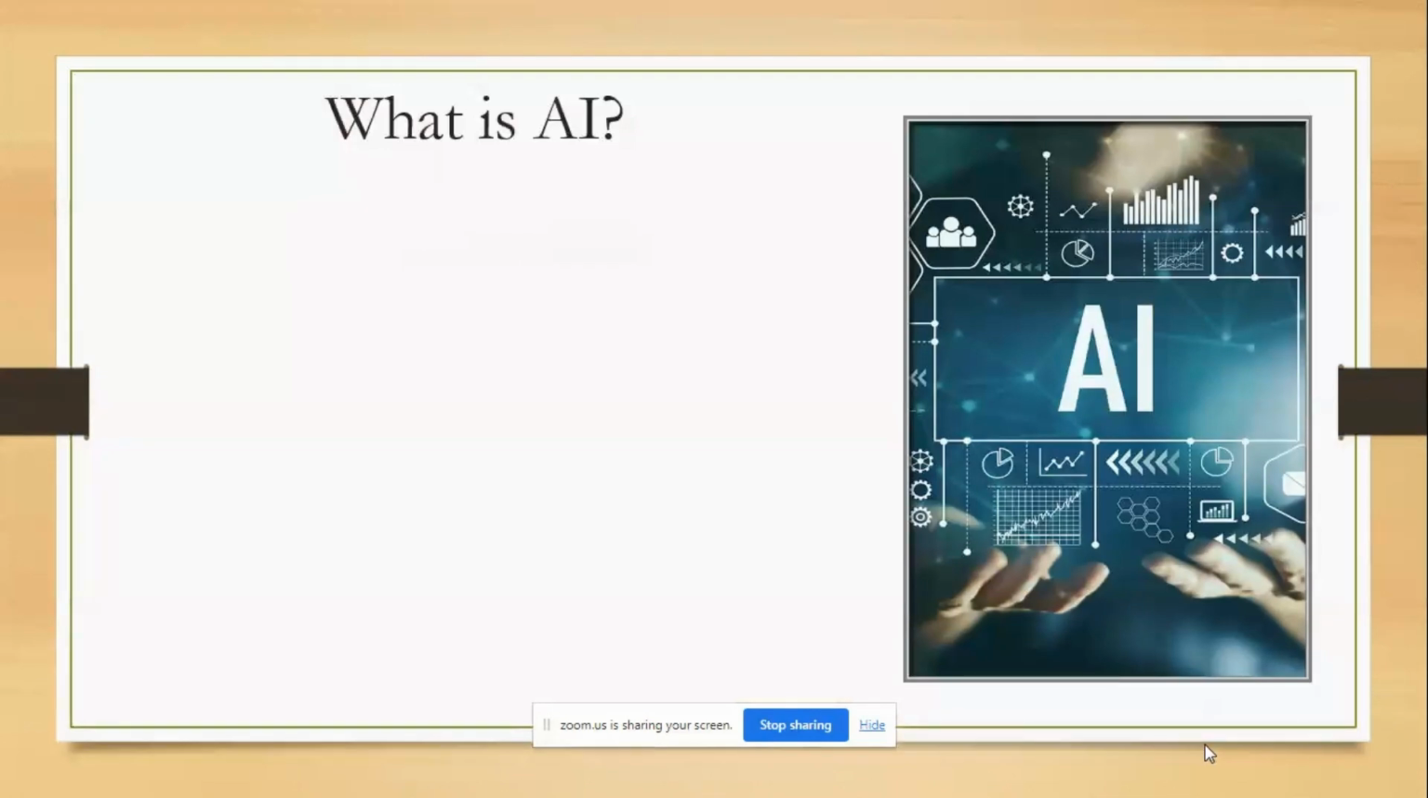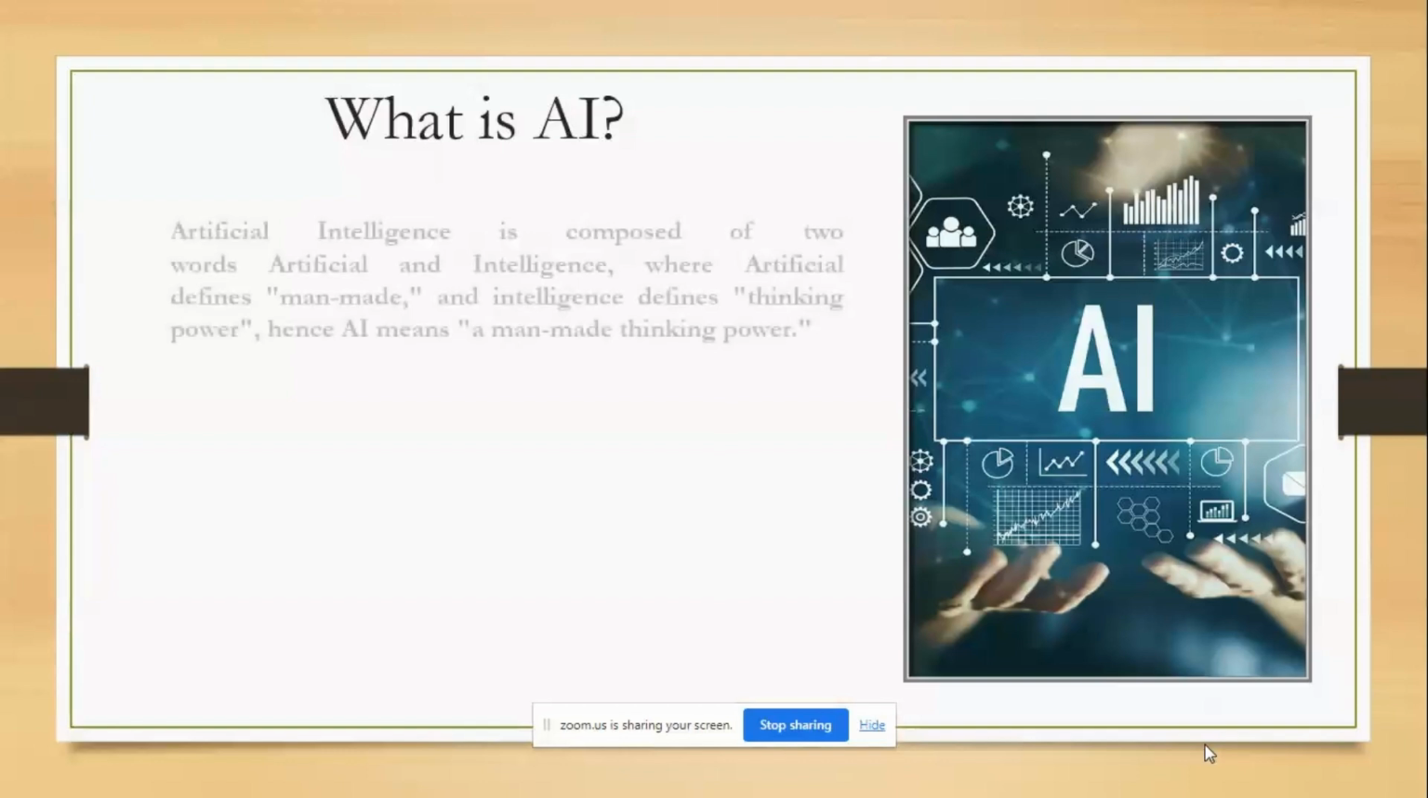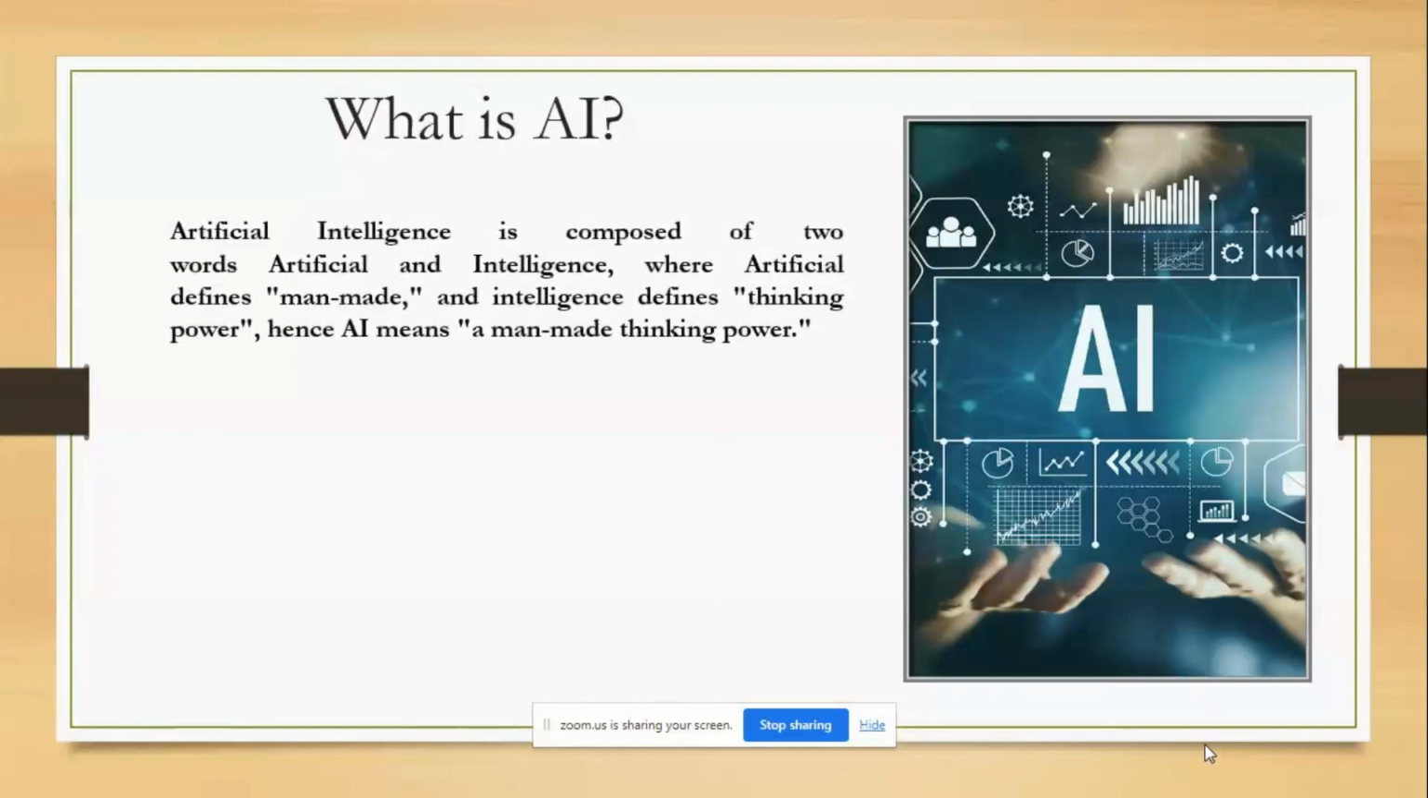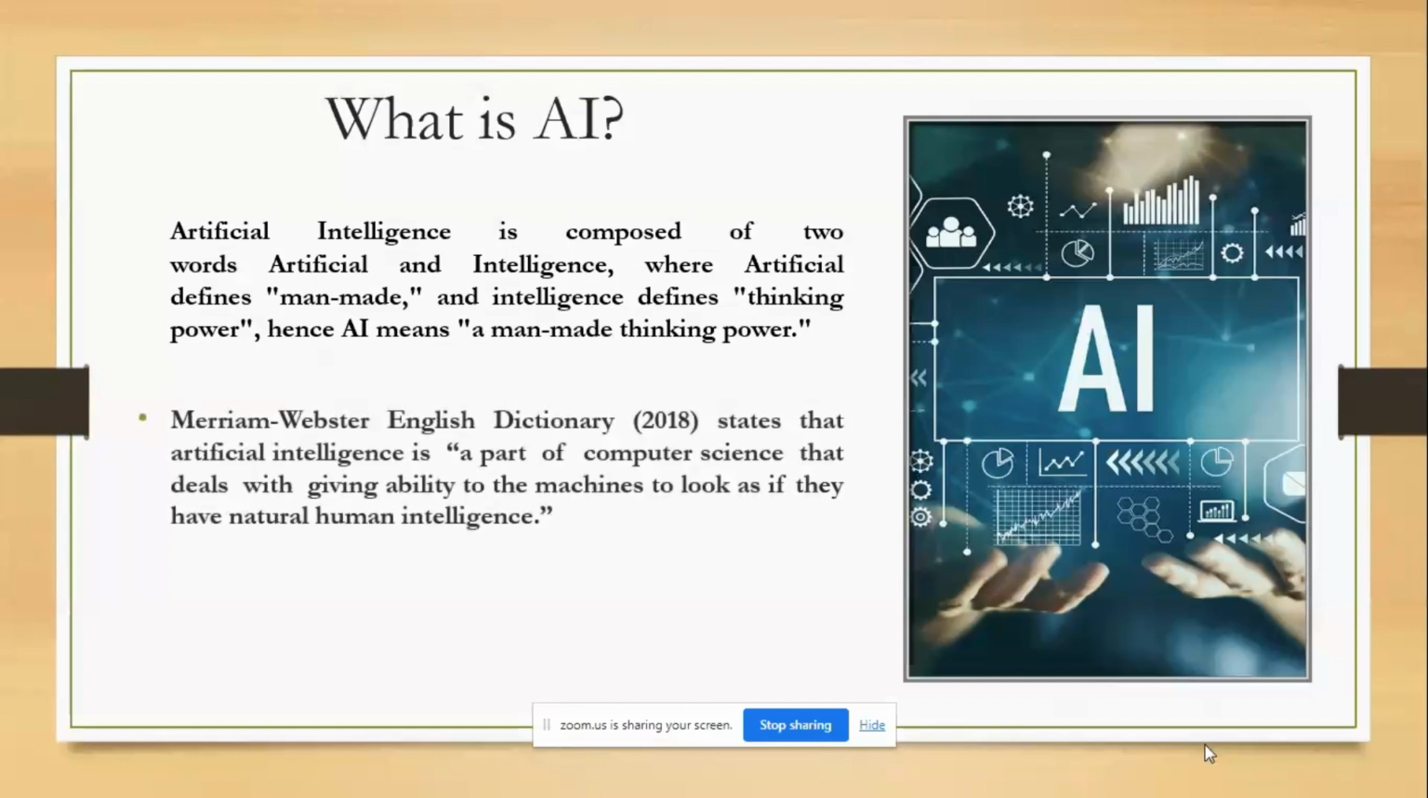First of all, what is AI? AI stands for artificial intelligence, and artificial intelligence is composed of two words, artificial and intelligence, where artificial defines man-made and intelligence defines thinking power. Hence, AI means a man-made thinking power. According to the Merriam-Webster English Dictionary, artificial intelligence is a part of computer science that deals with giving ability to the machines to look as if they have natural human intelligence.